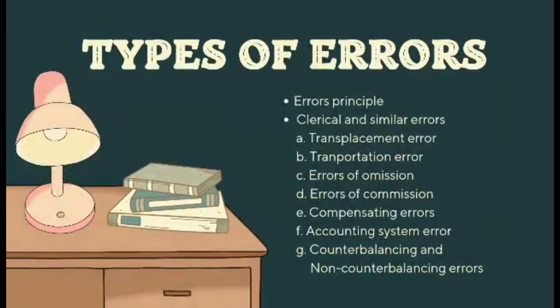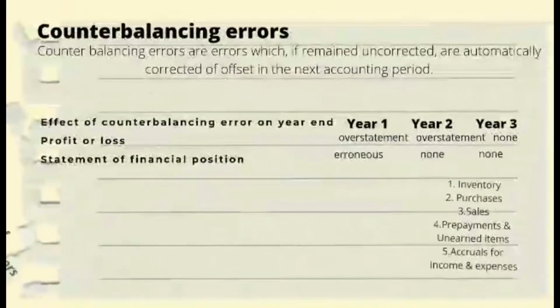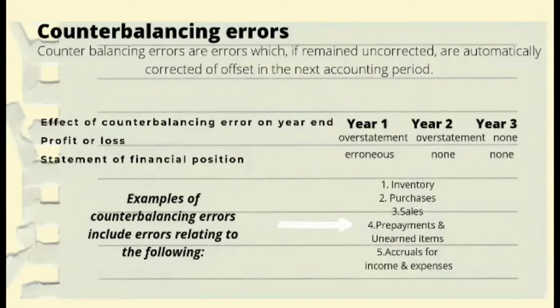And last one, counterbalancing and non-counterbalancing errors. Let us focus on this type of errors. First is counterbalancing errors. What would be the effect of counterbalancing error on year end? Sa profit or loss in year 1, it would be overstatement. In year 2, it is understatement if the error remains uncorrected. However, the profit in year 3 would be unaffected.